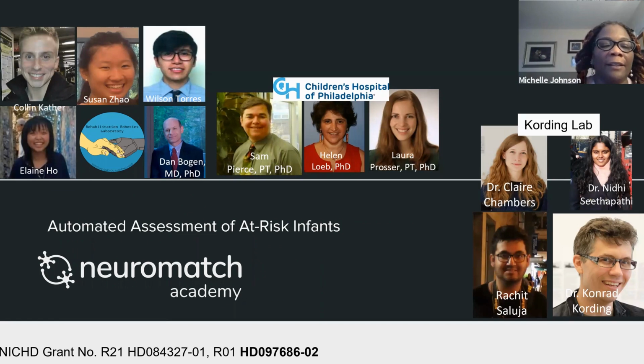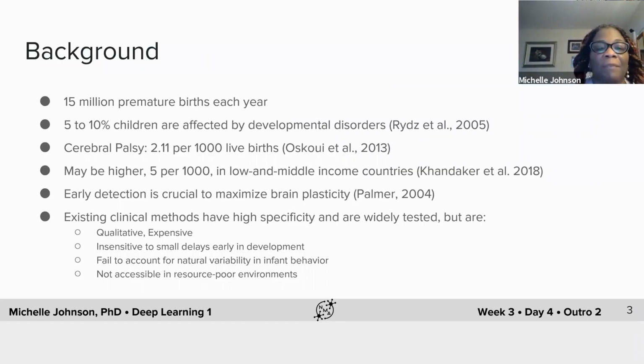This study is a part of a larger study that's funded by the National Institute of Health called Automated Assessment of At-Risk Infants. The study is in collaboration with my lab, which is the Rehabilitation Robotics Lab, the Children's Hospital of Philadelphia, and the Cording Lab in Bioengineering. Let me start with some background information.